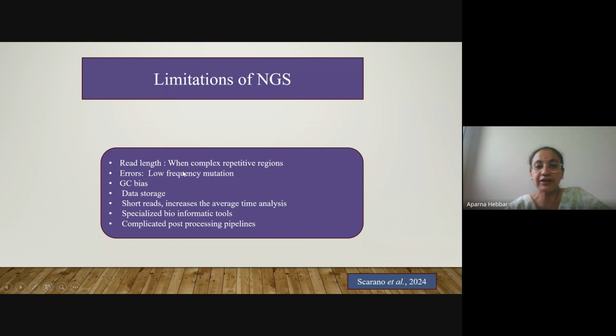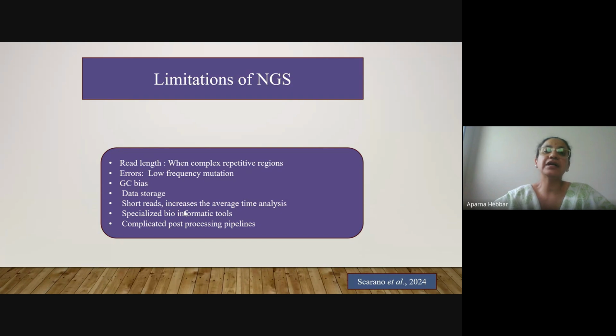The read length is very small, so when complex repetitive regions are there, it can't read them. And if there is a GC bias, meaning continuous GC sequences are there, we can't read them. Then, of course, NGS is short-read analysis, which means a lot of time is required. Specialized bioinformatics tools are required to analyze, and complicated post-processing pipelines and data storage are very difficult. So that's why these are the limitations. Any NGS or genomic sequencing is not that cost effective, and that is one big issue.